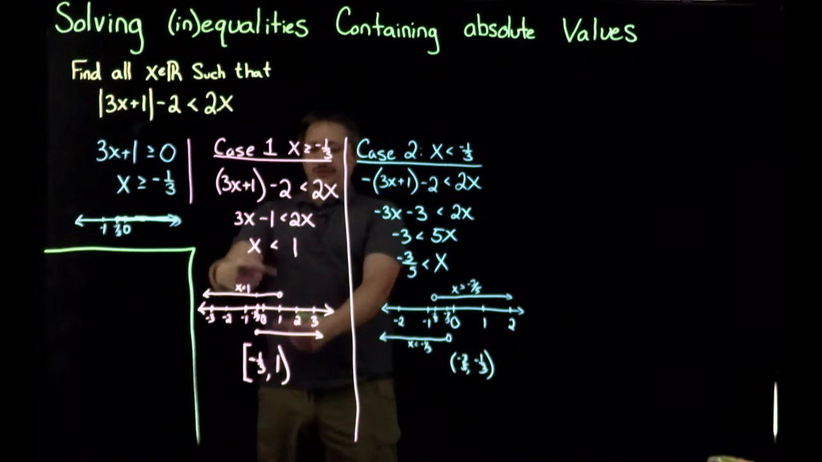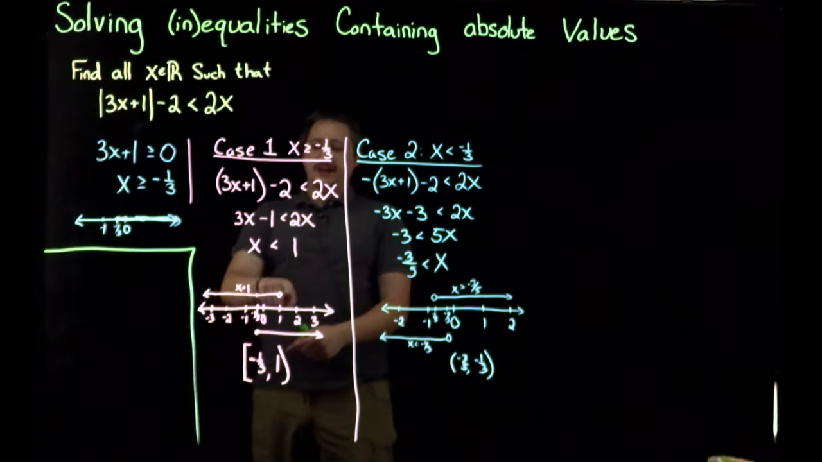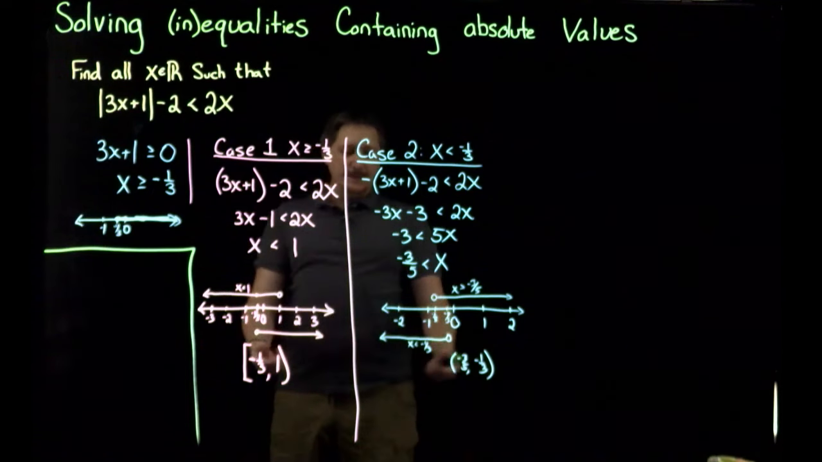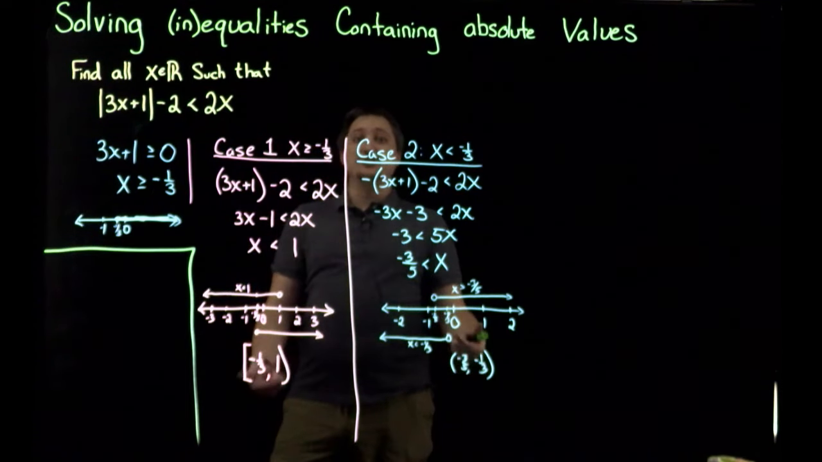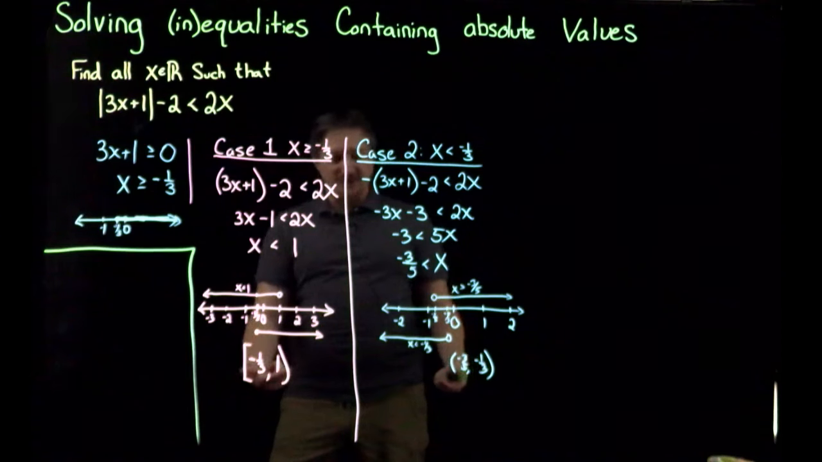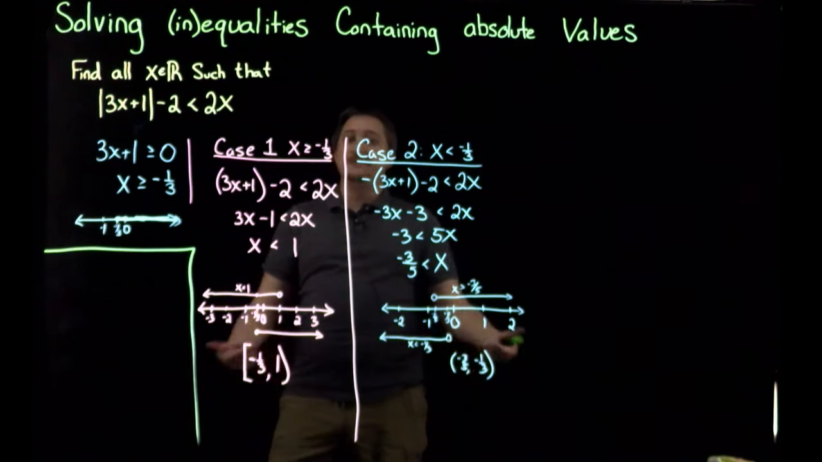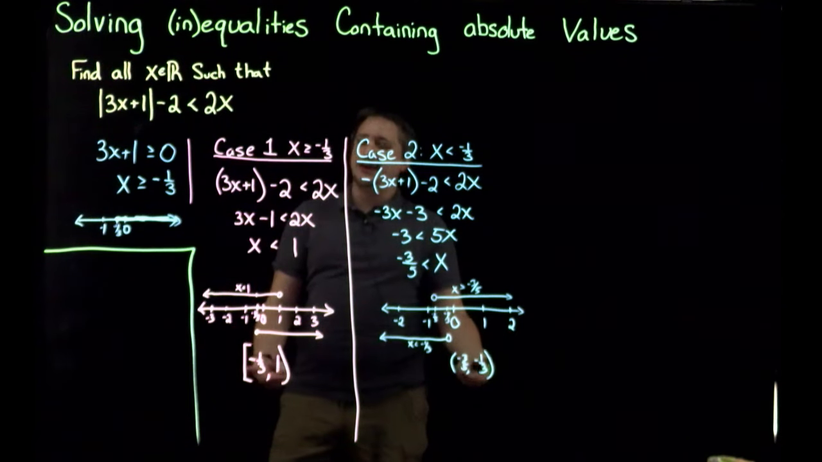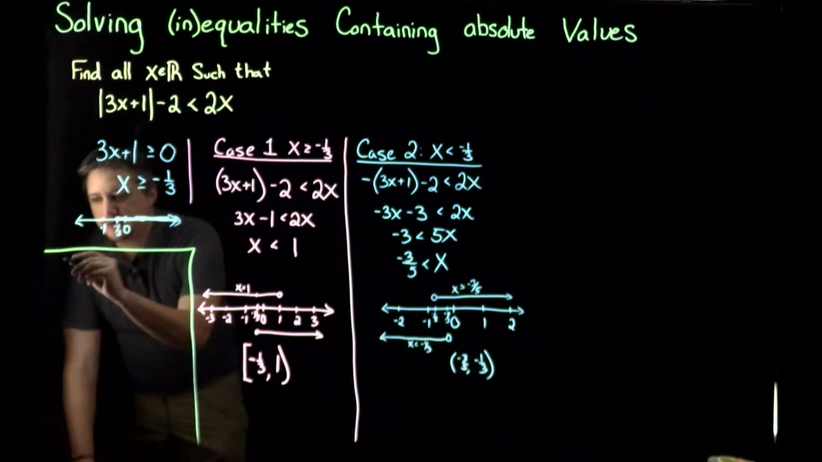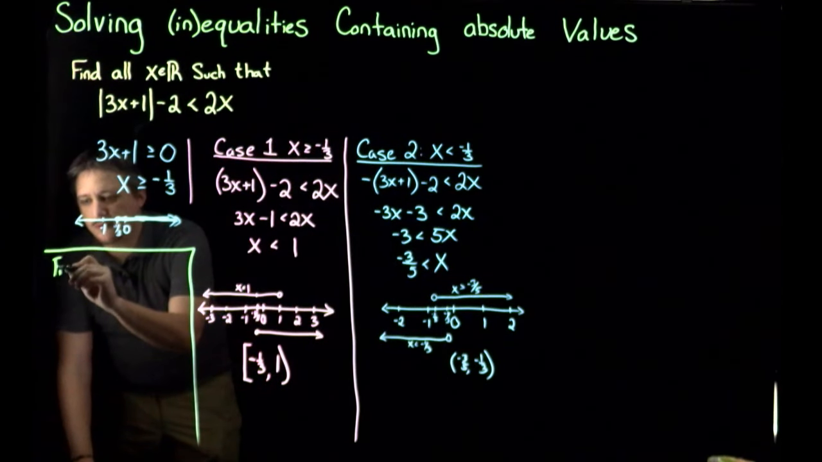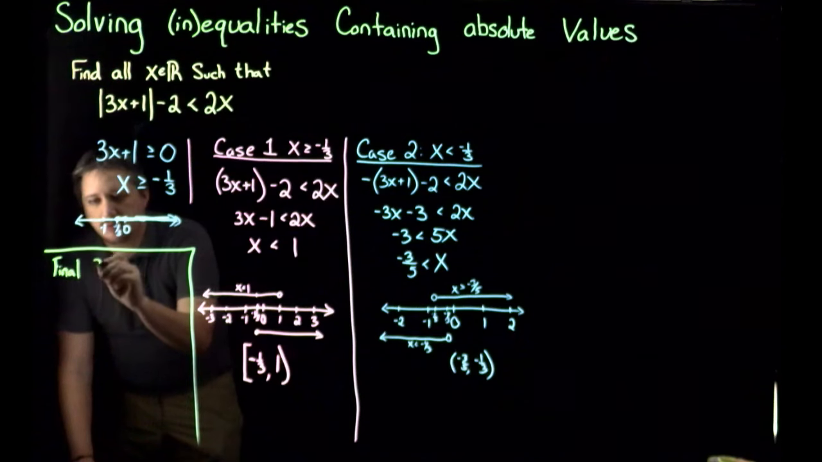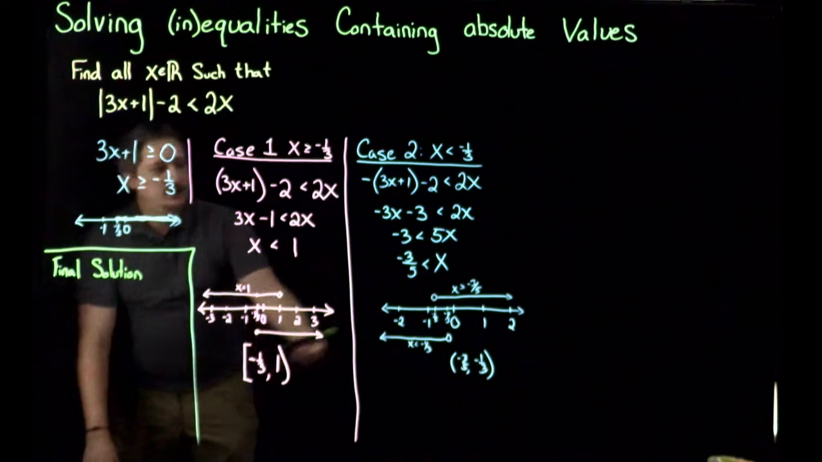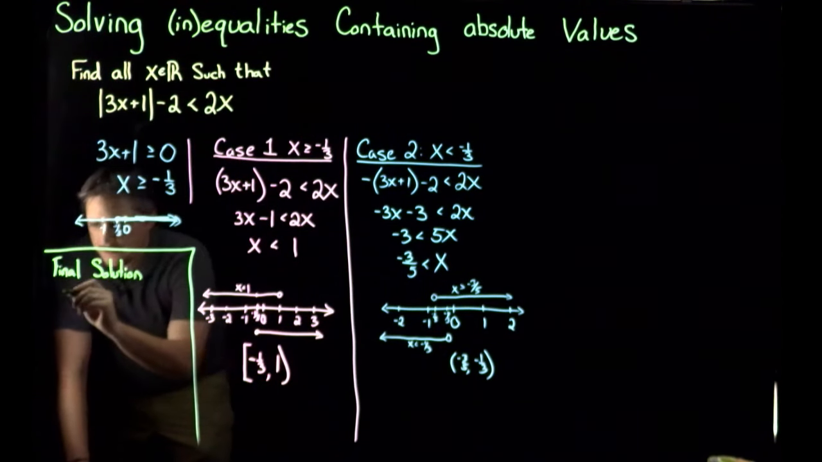So here I said it's where they overlap because it's "and", because I need this to be true and this to be true. Since x could be either of these and it would still work, it's really this or this, both valid, right? X could be here or here, either way would be okay. And so I want both of these together, okay? So my final solution is the union of these two things.